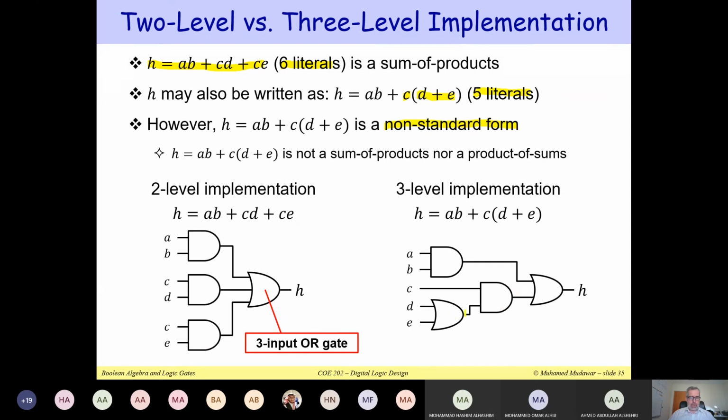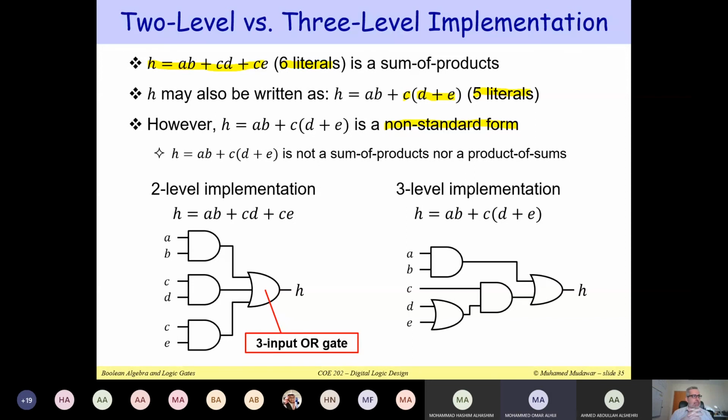Here I have OR, then AND, then OR. So this is a 3-level implementation. Okay, understand the difference between the two? Any questions about this? So this is my last slide in this presentation.